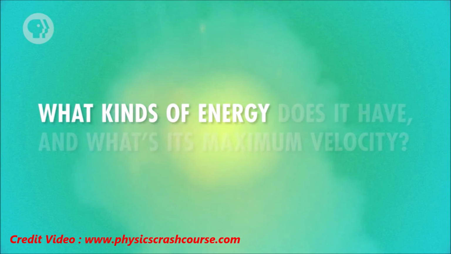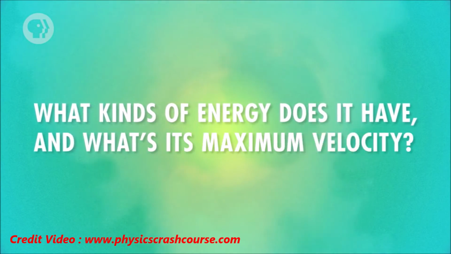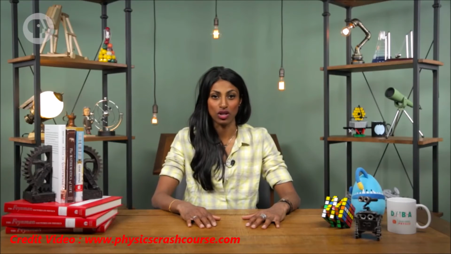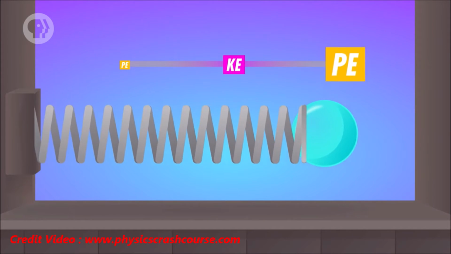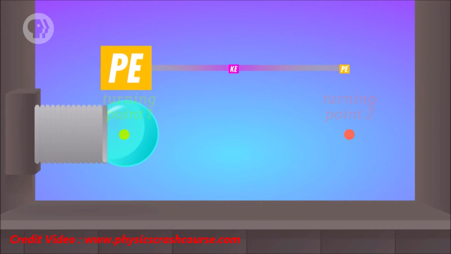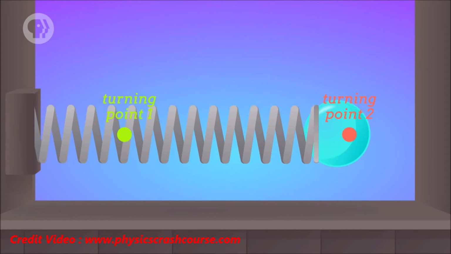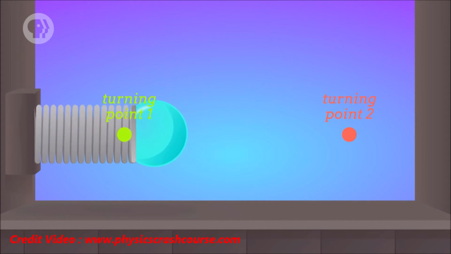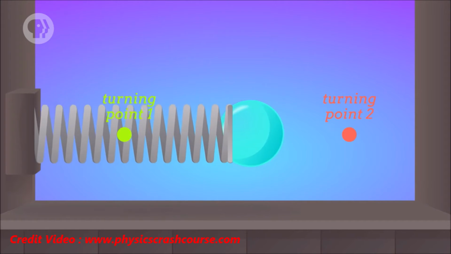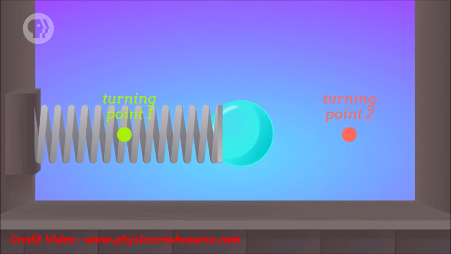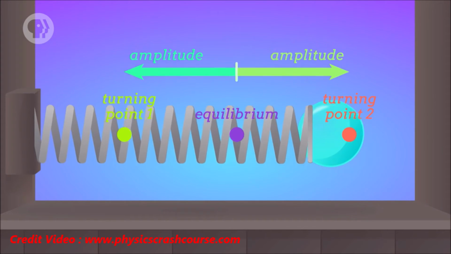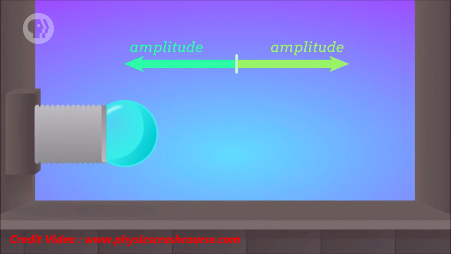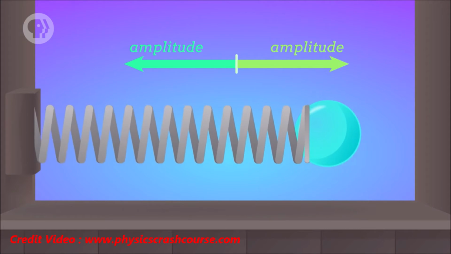Now, we want to know two things about this oscillating ball. What kinds of energy does it have? And what's its maximum velocity? To better understand what's happening to the ball, let's start with its energy. As the ball compresses and stretches the spring, both kinetic energy and potential energy come into play. Kinetic energy is the energy of motion, and as the ball moves, there are 2 points, the turning points, where it's not moving. One point is where the spring is compressed all the way, and the other is where it's stretched all the way. And the distance between either of these 2 points and the equilibrium point is called the amplitude. At those 2 turning points, the ball won't have any kinetic energy since it isn't moving.